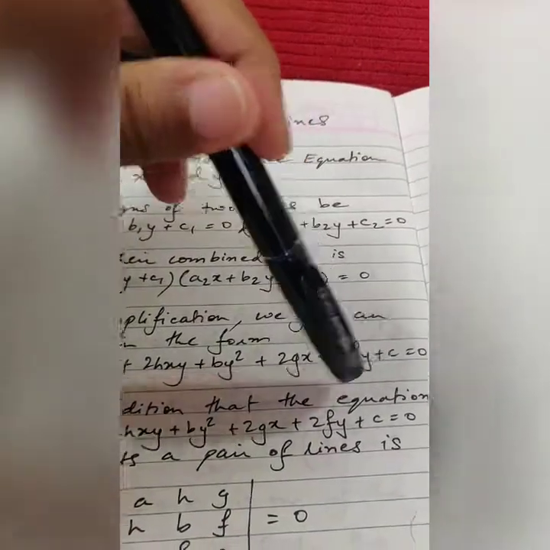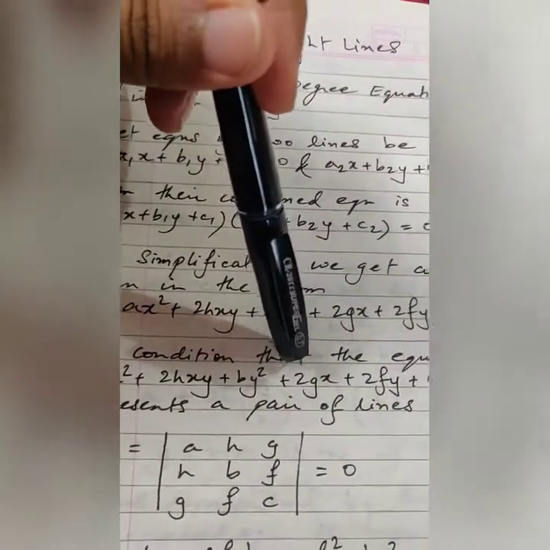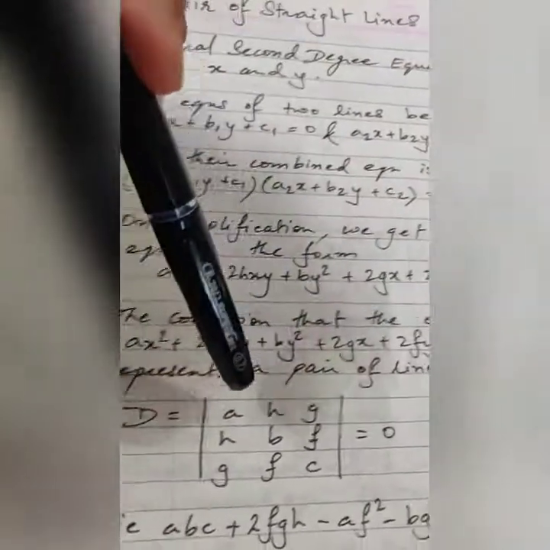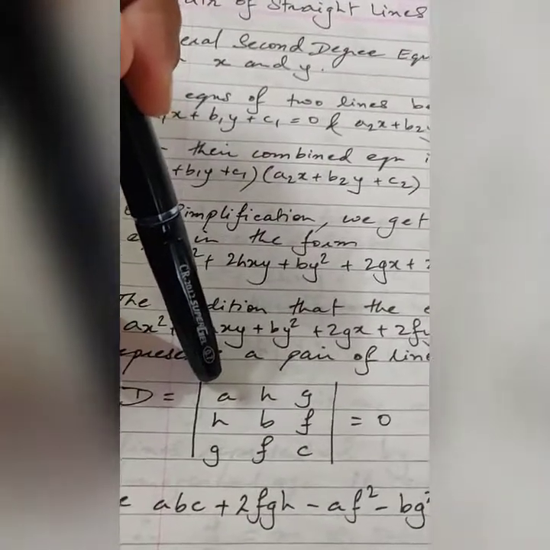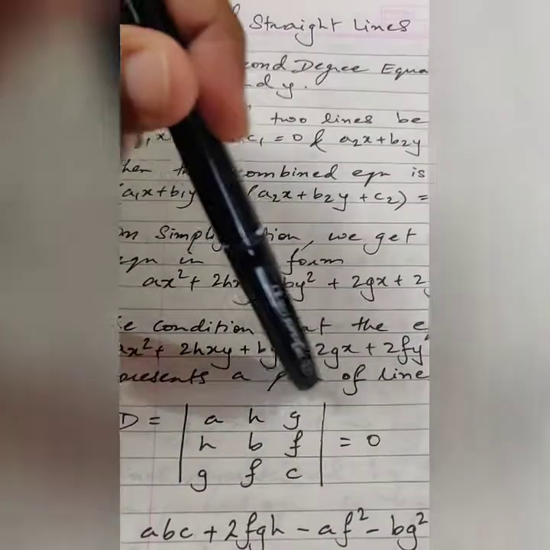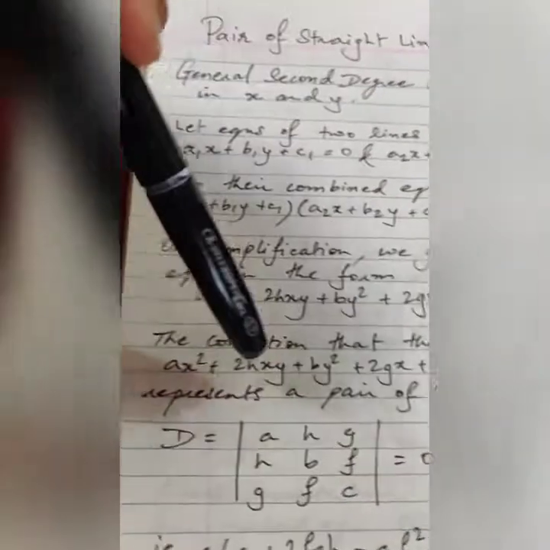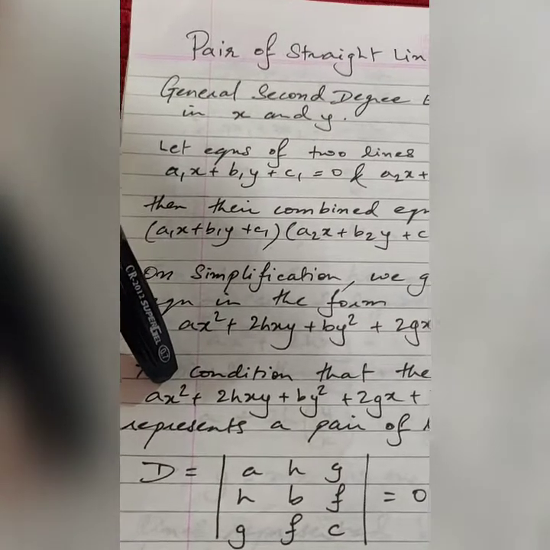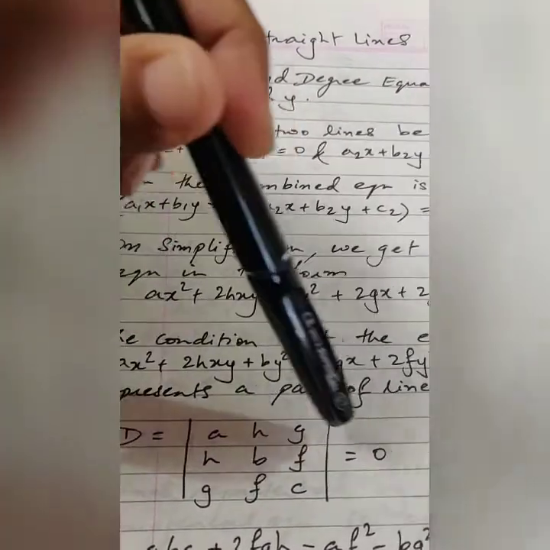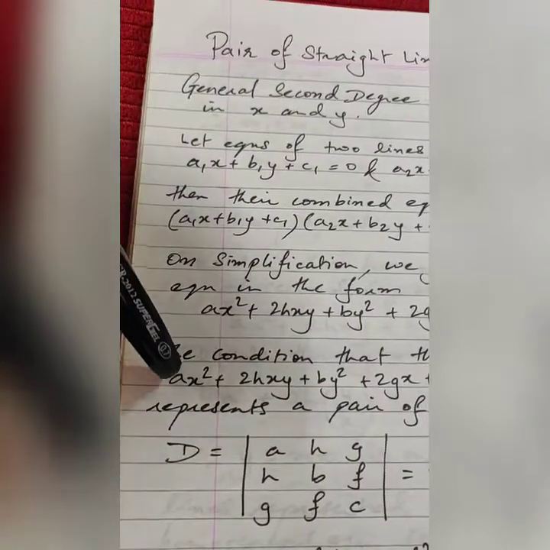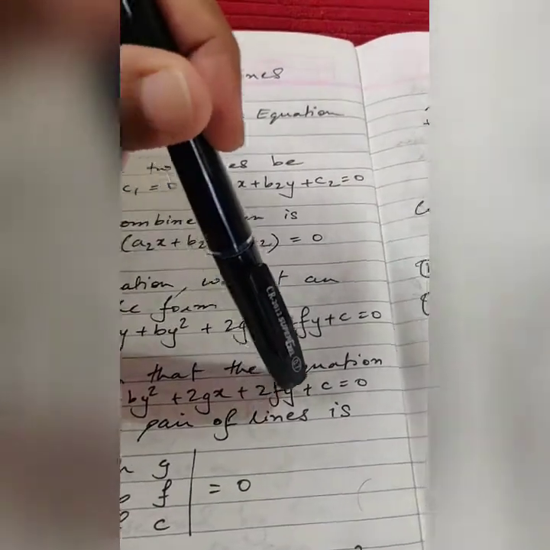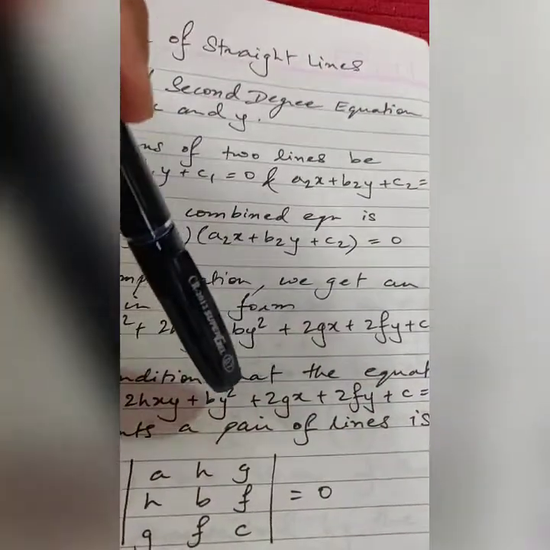What is the condition? That this equation ax square plus 2hxy plus by square plus 2gx plus 2fy plus c equal to 0 represents a pair of lines if you have a determinant, and this determinant comes equal to 0. Only if this determinant comes equal to 0 will this equation represent a pair of lines.